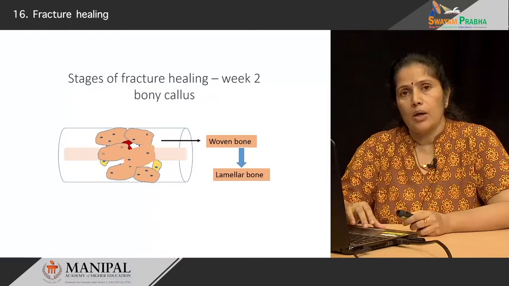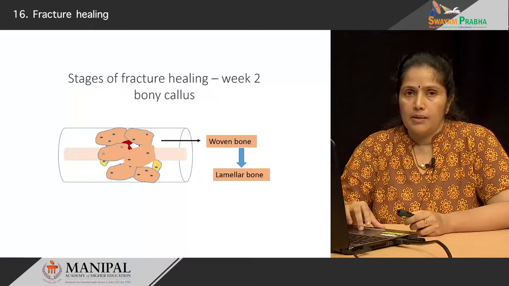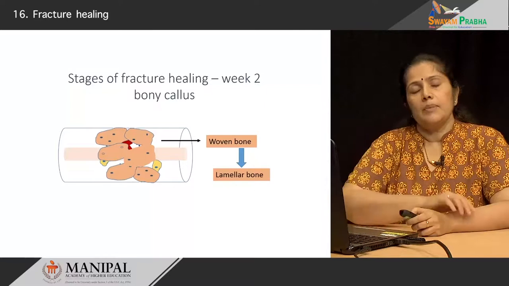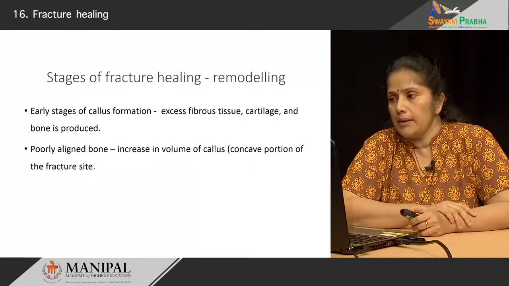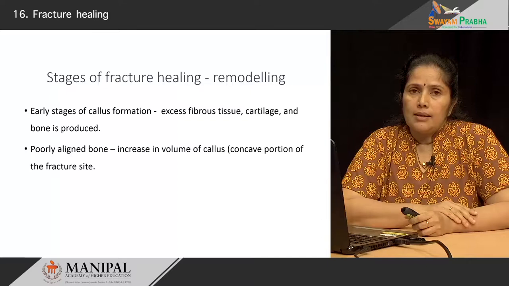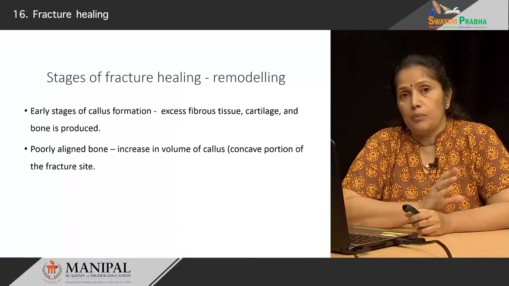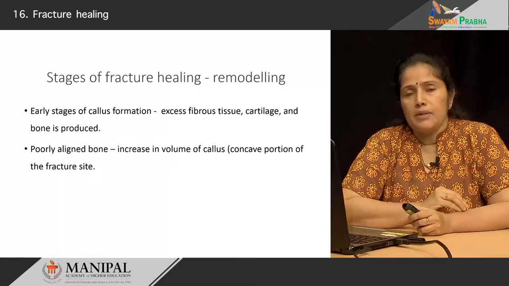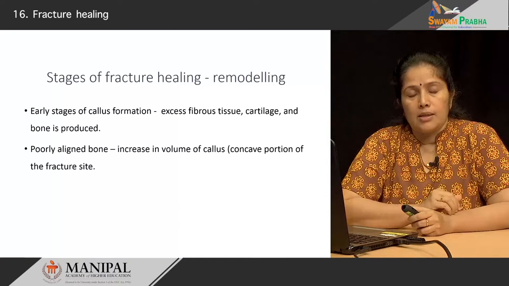So, this bone is laid down first in the cortical zone, and then as it moves inwards, it replaces even the medullary area of the tissue. Now, over time, this woven bone will get converted into lamellar bone. So, within 2 to 3 weeks, the entire woven bone will start getting replaced by the lamellar bone. Now, once the hard callus has formed, we will notice that the callus is made up of a lot of excessive fibrous tissue. It is made of cartilage, it is made of bone, and if the bone is very poorly aligned, or the patient has not taken care, then we will see an extensive amount of callus formation, and the fracture will not heal in the requisite time.